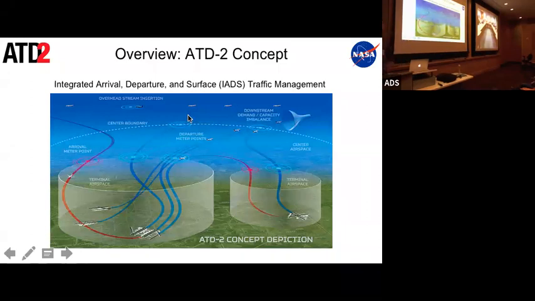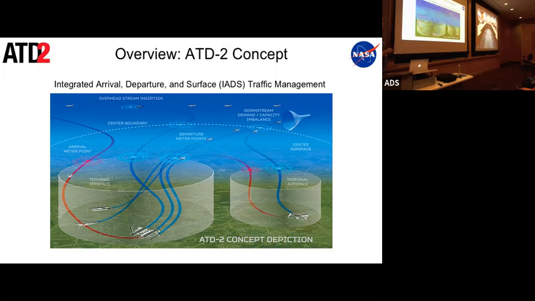There we go. Okay, so that video gave a little bit of background about what the Airspace Technology Demonstration 2, or from now on, I'll probably just refer to it as ATD2, is. And then this is the full concept. ATD2 is the name of the project, but the name of the tool that we developed is called IADS, which stands for Integrated Arrival, Departure, and Surface Traffic Management.